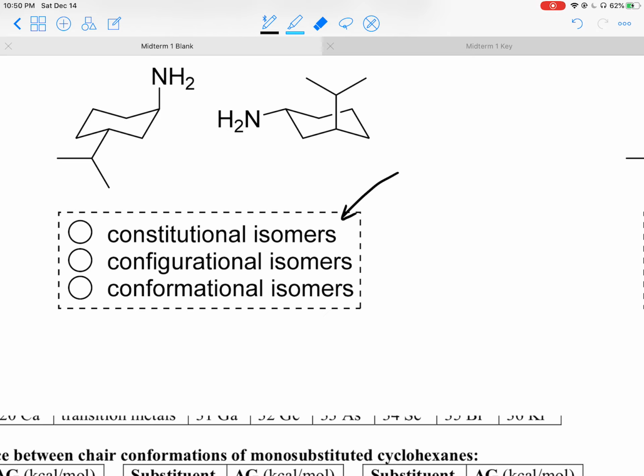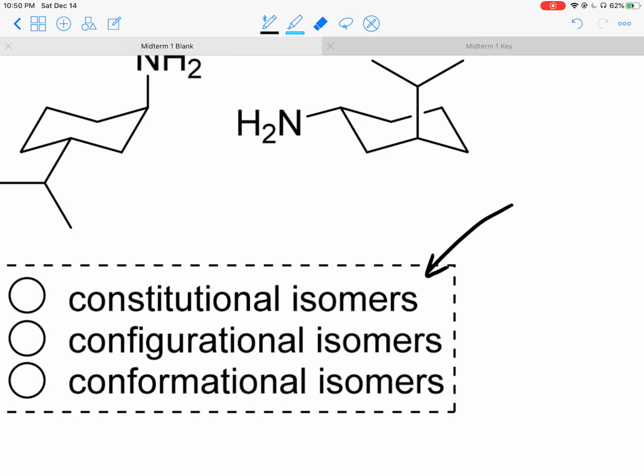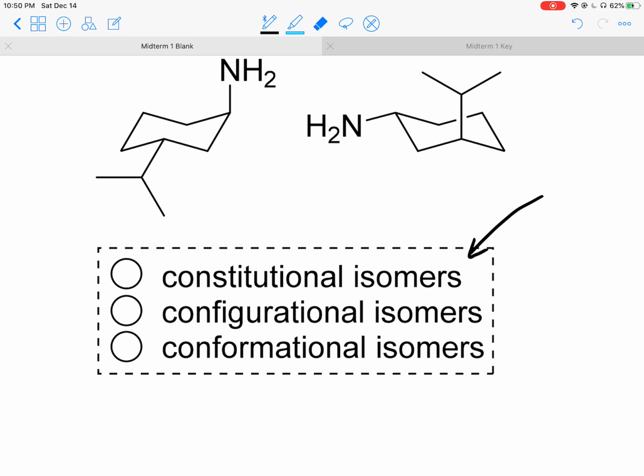And that's not the case here, because you could go around and number 1, 2, 3 versus 1, 2, 3. Either way, there's an isopropyl on the 3rd carbon and an NH2 on the first carbon. You could also name it 1, 2, 3. It doesn't really matter. Either way, they're 2 carbons apart, and it's still a cyclohexane as the main chain, so it's not going to be constitutional isomers. Those are super different.